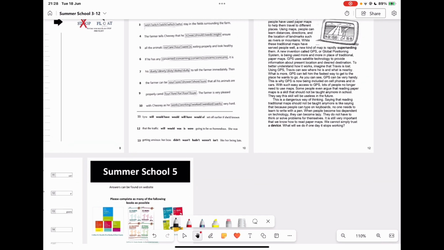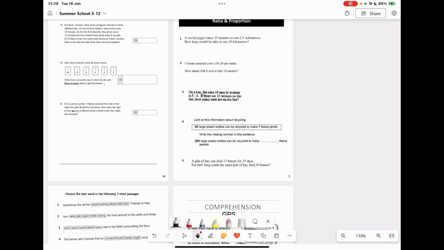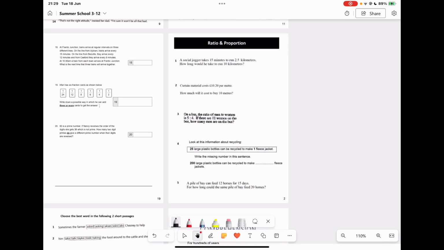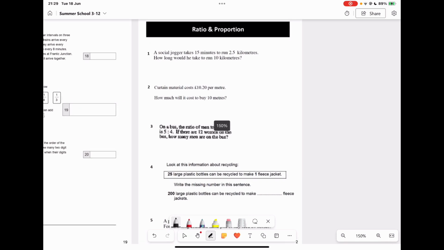So today we'll be going through an explanation of how to solve each question. So let's begin with ratio and proportion.